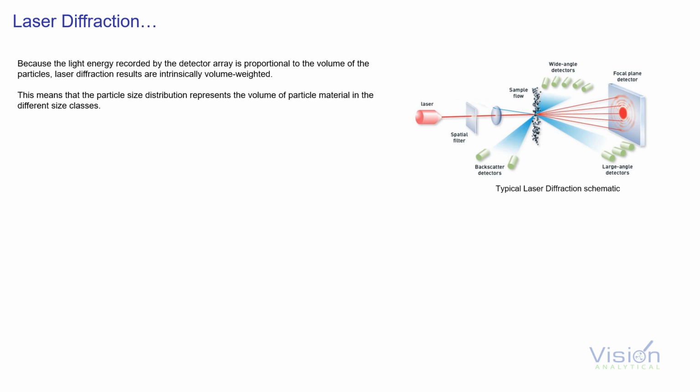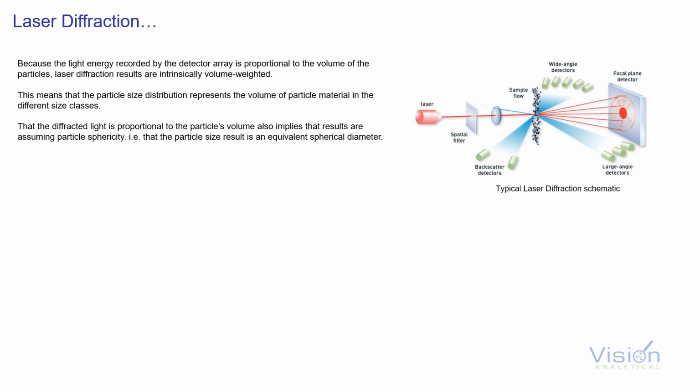Because the diffracted light is proportional to the particle's volume, results assume that all particles are spherical in shape and reported as equivalent spherical diameter. It's also important to note that as particles become smaller and smaller, their scattered light intensity is weaker at the higher angles.